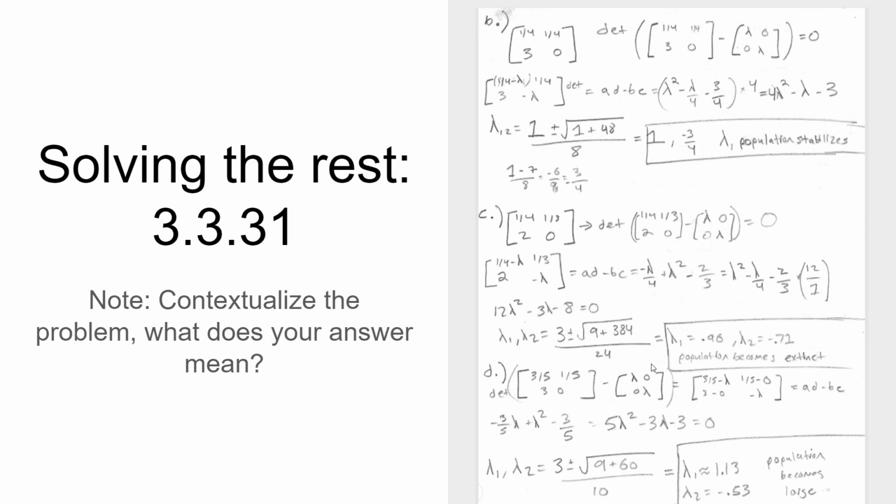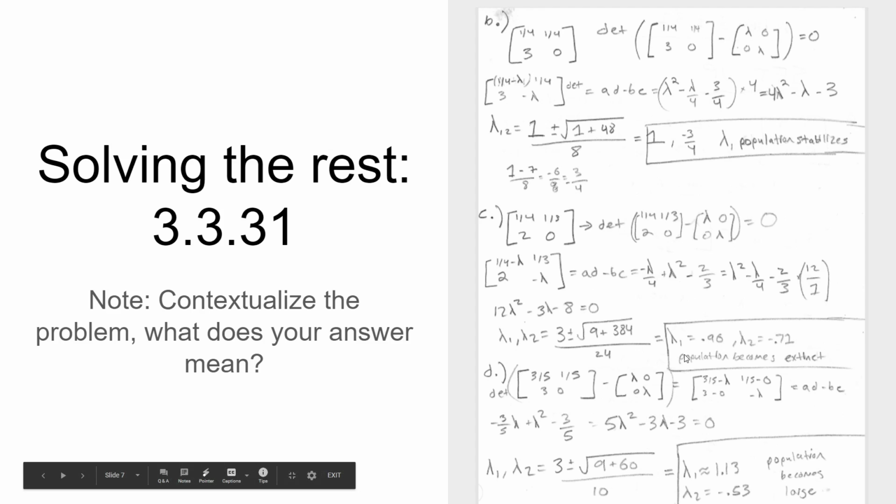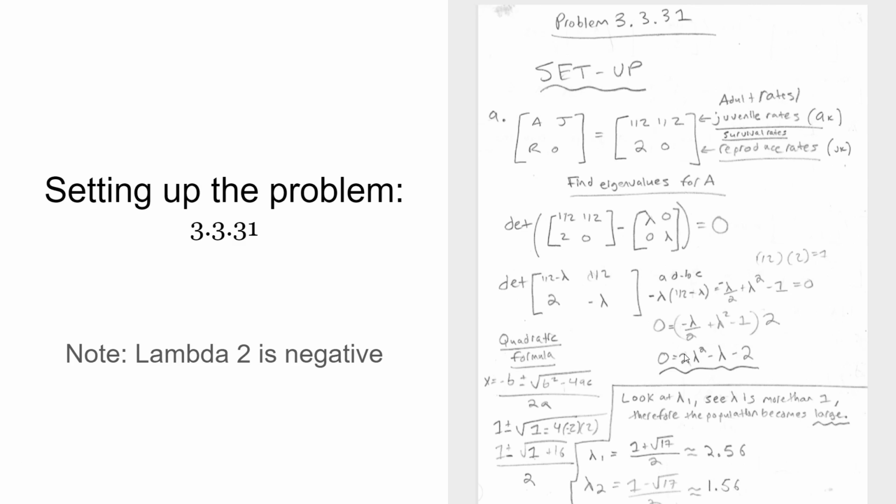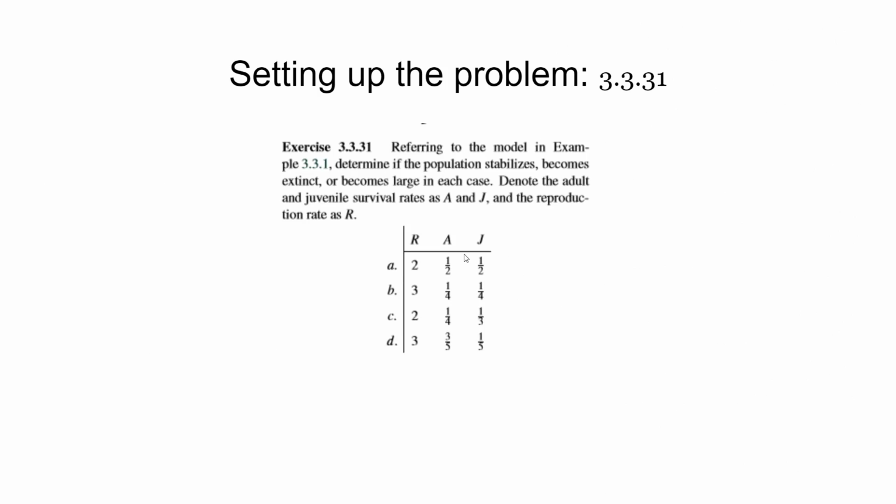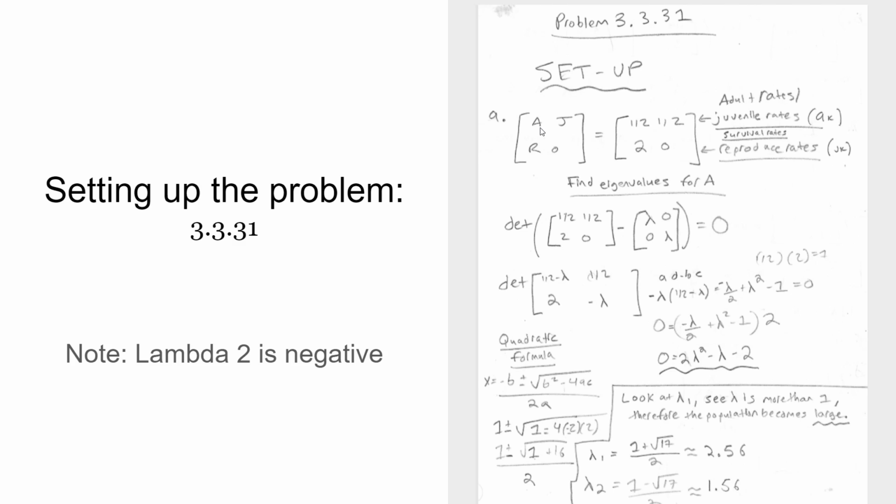So to review, this problem is pretty repetitive because it's essentially asking you to do the same thing 4 times. But the not repetitive part is interpreting the answer. So let me review this one more time before ending. If you want to do problems like this, you set up a matrix. You take the numbers given in the problem. You put your adult survival rate here, the juvenile survival rate here, reproduction rate here. You have your matrix here, and then you figure out the eigenvalue by getting the determinant after subtracting by this matrix.